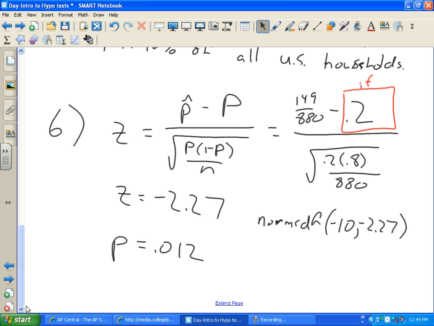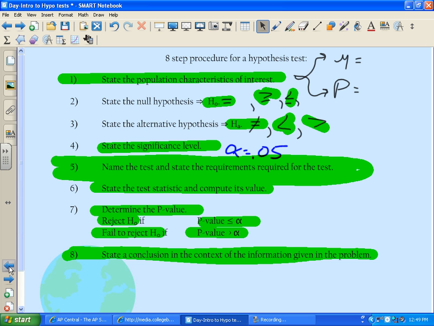This thing right here that we got, that's called your p-value. So the p-value here is 0.012. No, it's going to be step 7. Step 7 is determine the p-value. We just did that. Now we're going to make a judgment.